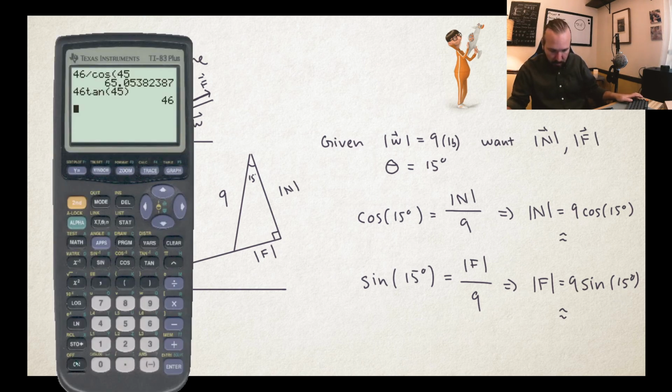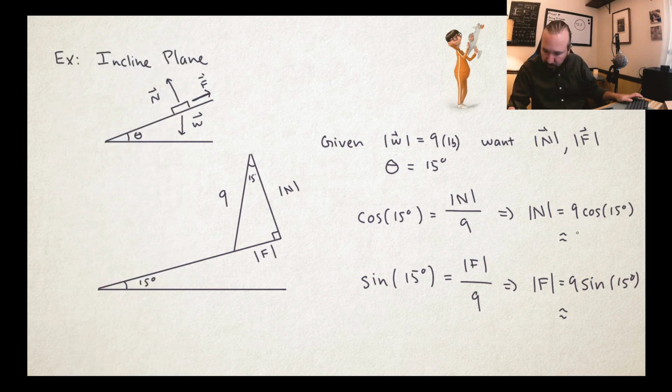All right, make sure that I'm in degree mode. I am. So 9 cosine 15 degrees. I got 8.7. They want me to round to 1 decimal place. And this is, I guess, a number of pounds.